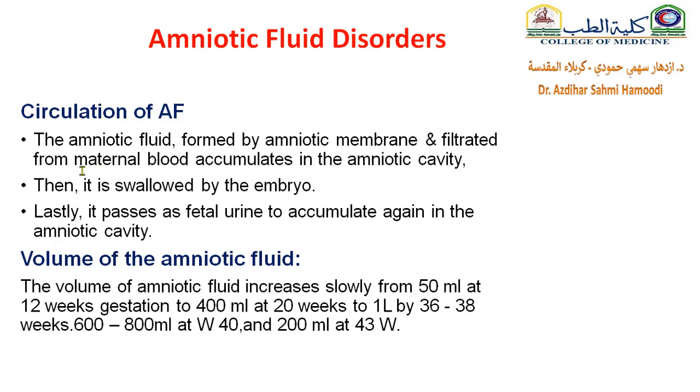The circulation of amniotic fluid. The amniotic fluid formed by the amniotic membranes, as we said, and filtered from the maternal blood vessels, accumulates in the amniotic cavity. And then it will be swallowed by the embryo and pass again to the amniotic cavity as fetal urine output. The volume of it will increase slowly from 50 milliliters at the end of the first trimester of gestation, reach 400 milliliters around week 20, reach 1 liter at term, and then decrease again at the expected date of delivery around week 40, and then decrease much more when the baby is post-date.